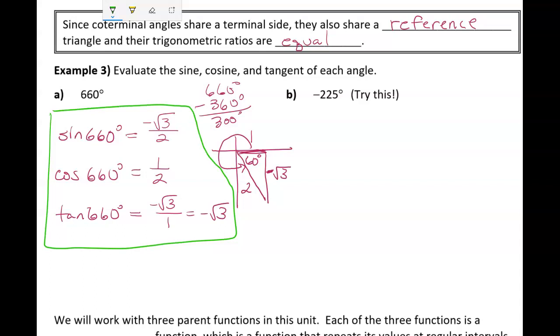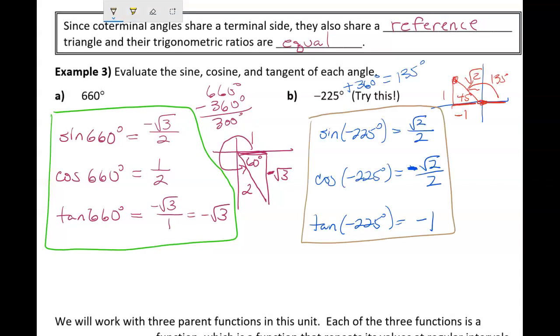Try B on your very own, so pause the video. Okay, you should have found a coterminal angle of 135 degrees and then sketched a reference triangle with a 45-degree reference angle, and that gives us sine of negative 225 is positive 1 over root 2, which rationalizes to square root of 2 over 2. Cosine would be negative 1 over root 2, which rationalizes again, and tangent is 1 over negative 1, which simplifies to negative 1.